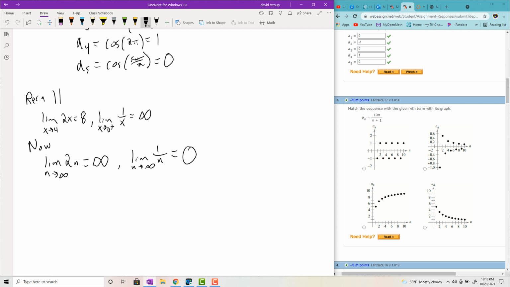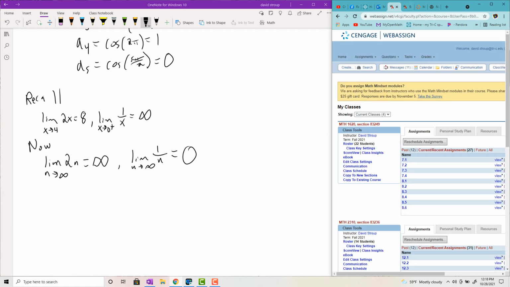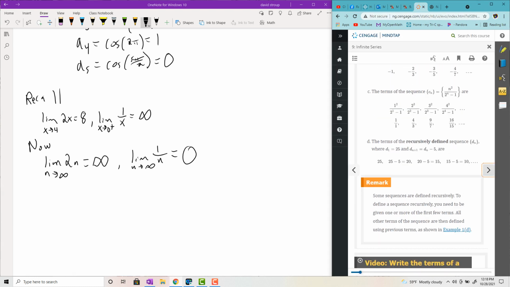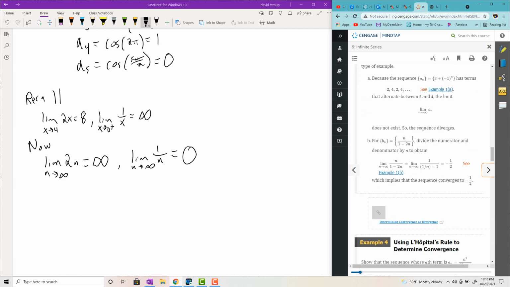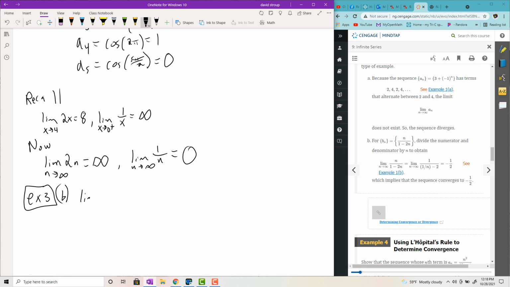Some limits that you should have encoded from Calc 1 and Calc 2 that I want you to be able to do quickly. Let me show you one they do in the book here, like example 3, part B. First let me give you the sequence. The sequence is n all over 1 minus 2n, and they want to know the limit as n goes to infinity of that sequence.